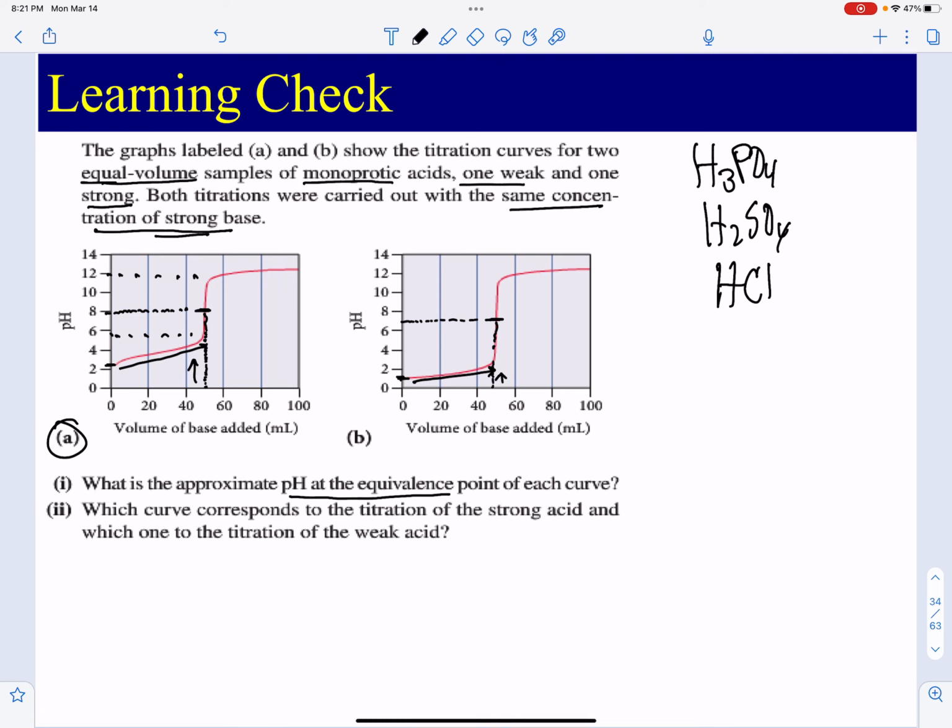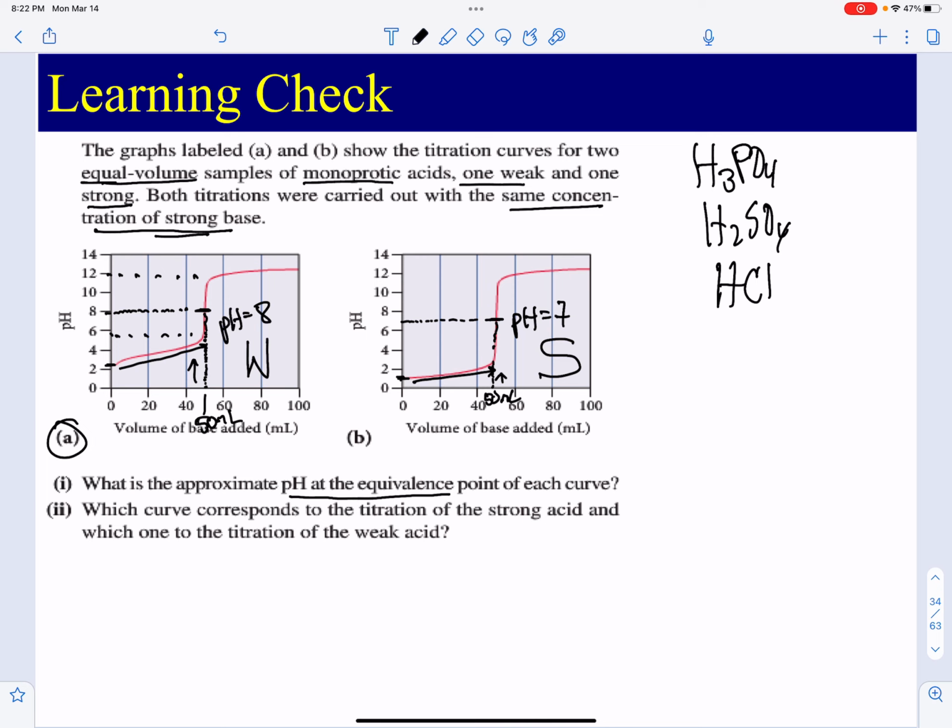So you can say that you used about 50 mL of the base on both of them. So for one of them, the pH at the equivalence point is 8. For the other one, the pH at the equivalence point is 7. Which curve corresponds to the titration of the strong acid? A strong acid with a strong base only gives you water, so this has to be the strong acid, where the titration at the equivalence point is neutral. On this one, it became basic.